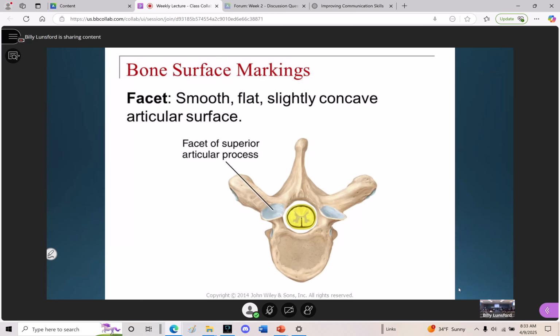So sometimes when you see these put together with another bone, and we'll talk about that as we get into the joint classification, you'll see it called any number or combination of different words. But a facet is typically a smooth, flat, slightly concave articular surface. And we said that the facet joints in the spine will determine what kind of motion you have in the spine. Now, what does that mean for us as chiropractors?